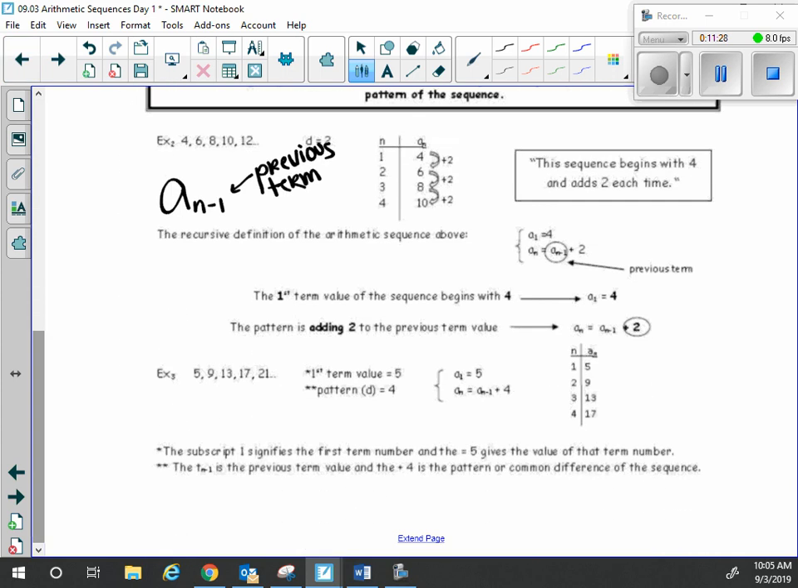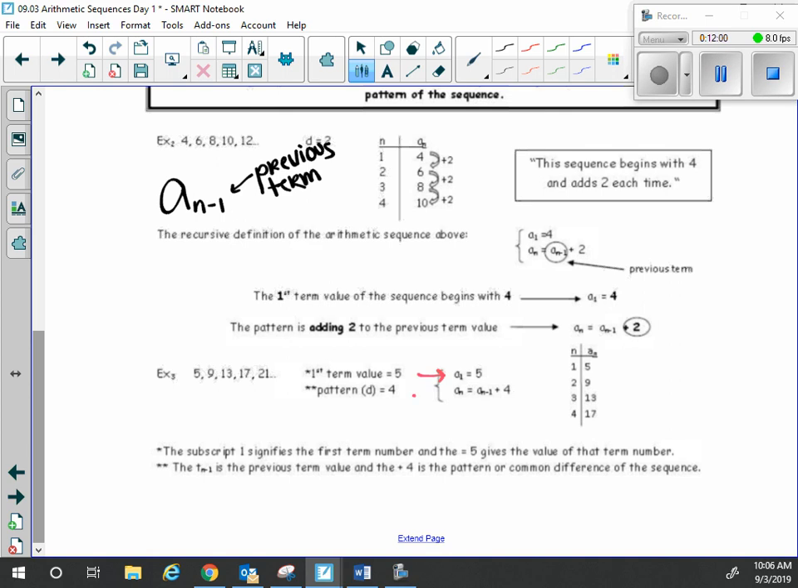What does this first line tell me? It's on your paper, the very bottom. What does this tell me? That A1 equals 5. A of 1 equals 5. Be more specific. What is A of 1? 5. It's the first term. Thank you, Abdullah. It is the first term.